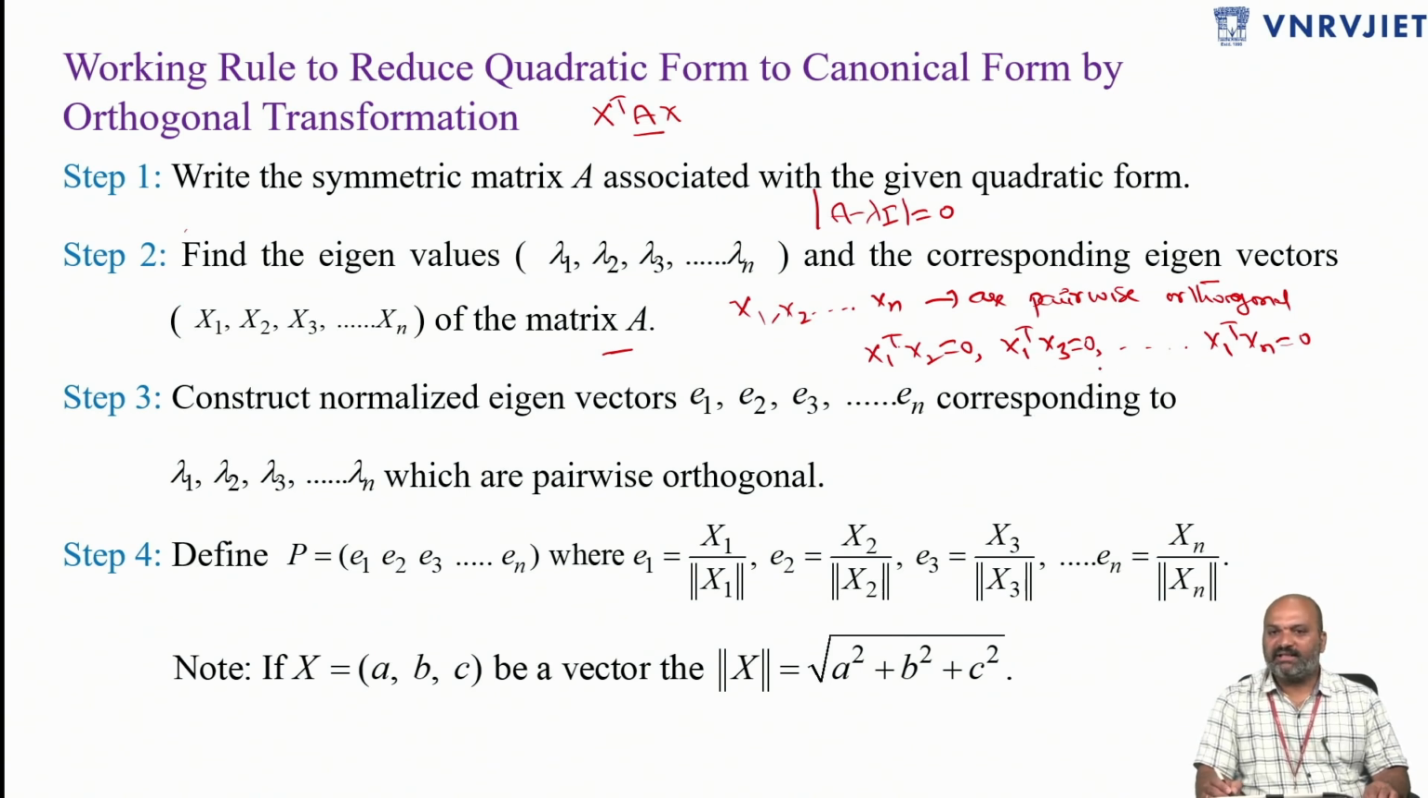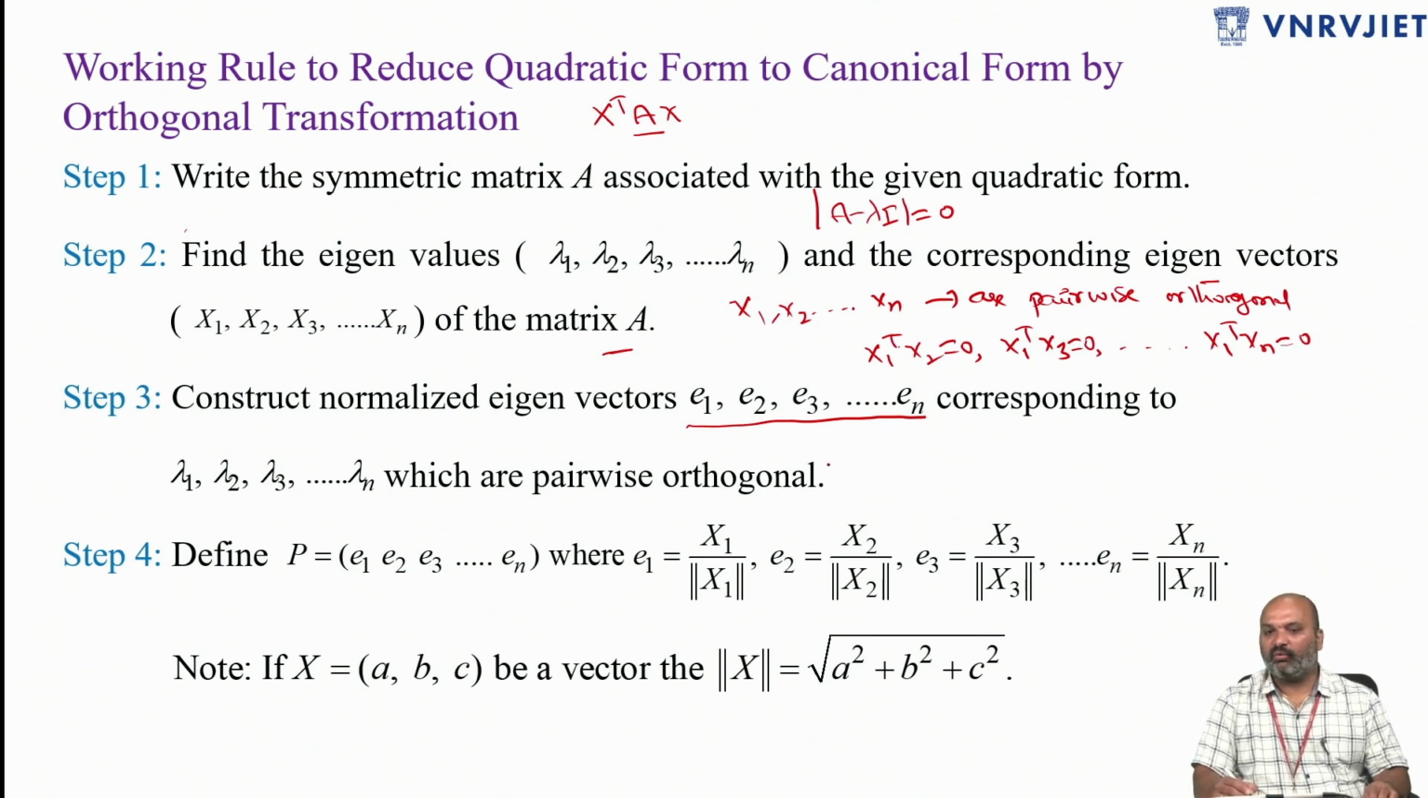If all these are pairwise orthogonal, then we have to construct the normalized eigenvectors. Let us denote these normalized eigenvectors with E1, E2, E3, and so on, En. These correspond to lambda 1, lambda 2, and so on, lambda n. What is meant by normalization? These are pairwise orthogonal.